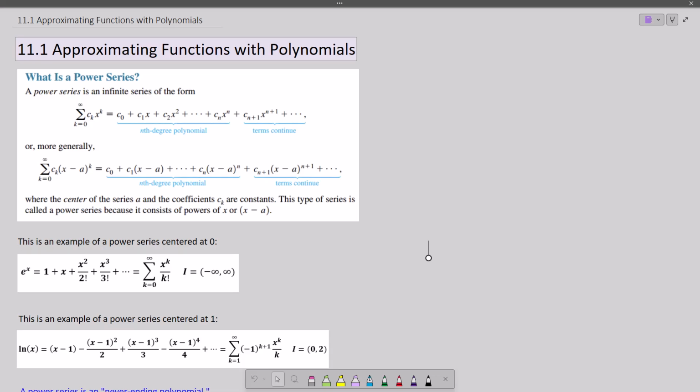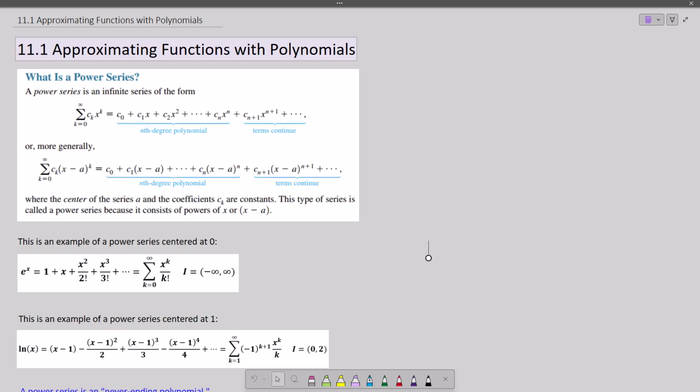You can plug in -5, you can plug in 0, you can plug in 1, you can plug in 2, you can plug in pi, you can plug in whatever you want. You can plug in any number you want. Some of those x's that you plug in will generate series of numbers that converge. Some of the x's you plug in may create series of numbers that diverge.